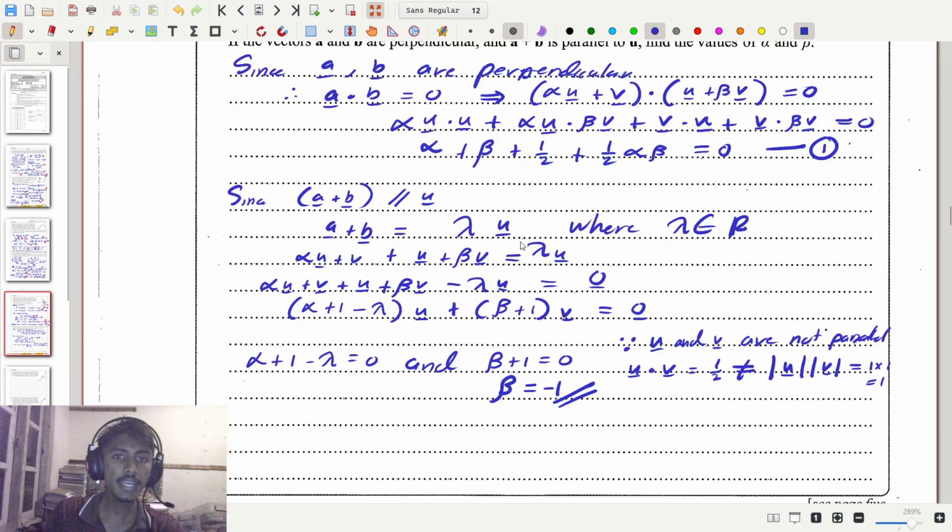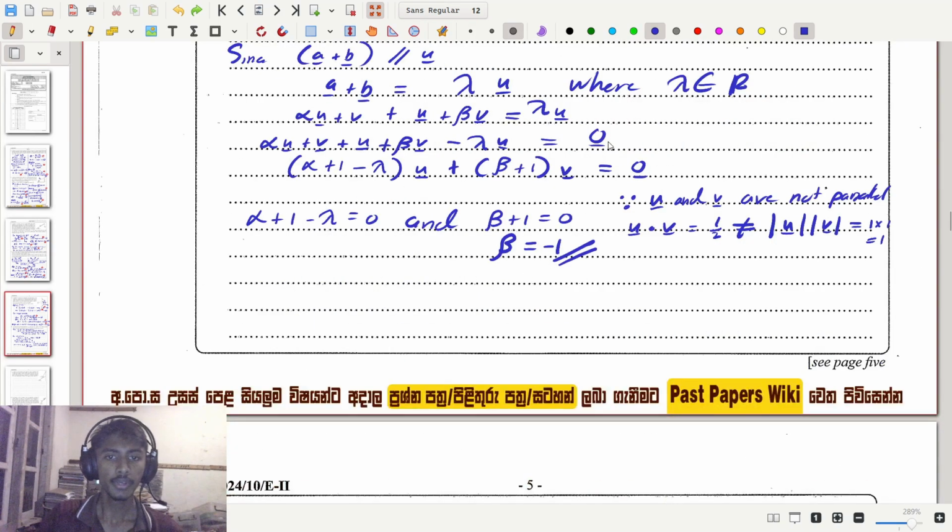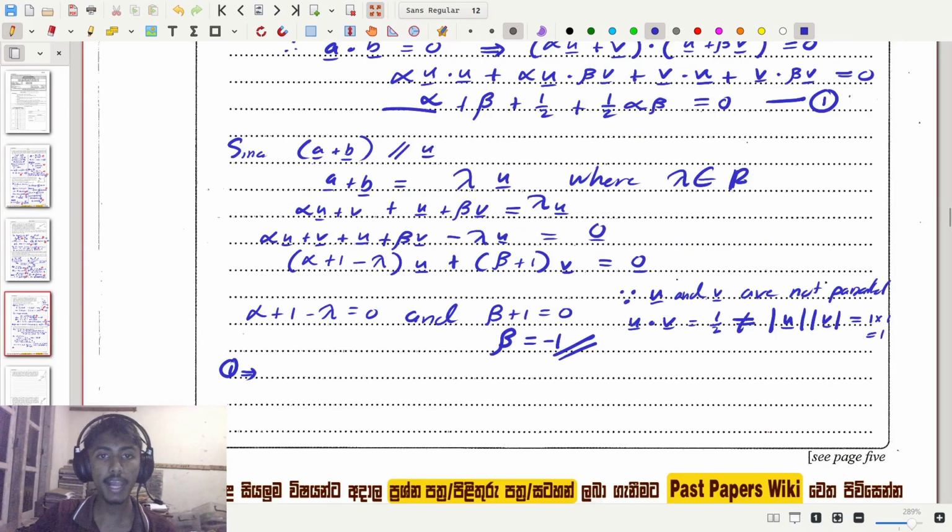So in order to find the value of alpha, all we need to do is to take the value of beta equals negative 1 and substitute it back into equation number 1. So doing so, from equation number 1, if I substitute beta equals negative 1, I have alpha plus beta, which is minus 1, plus a half, and then you have plus a half times alpha times beta, which is going to be equal to half times alpha times negative 1, which is going to be negative a half alpha. So we have minus 1 half alpha. On the right hand side, we have 0.